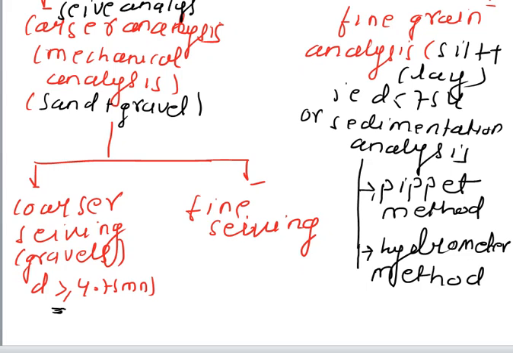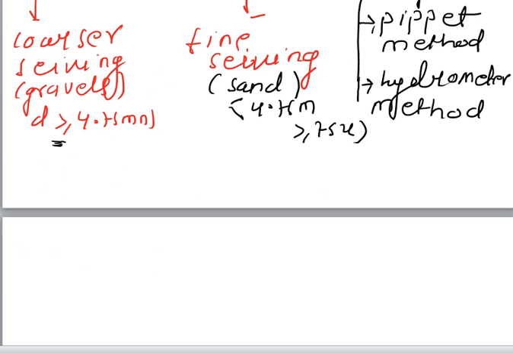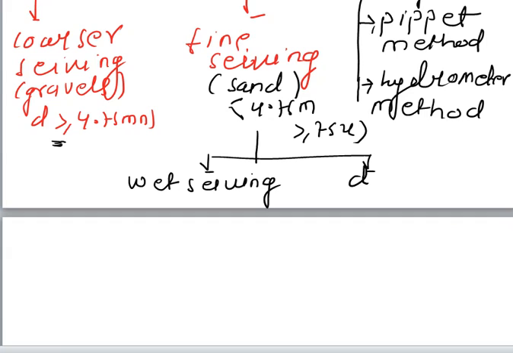Now fine sieving. This is conducted for sand, that is less than 4.75 mm, greater than equal to 75 micron. Greater than equal to again. And this fine sieving is of two categories further, which are wet sieving and dry sieving.